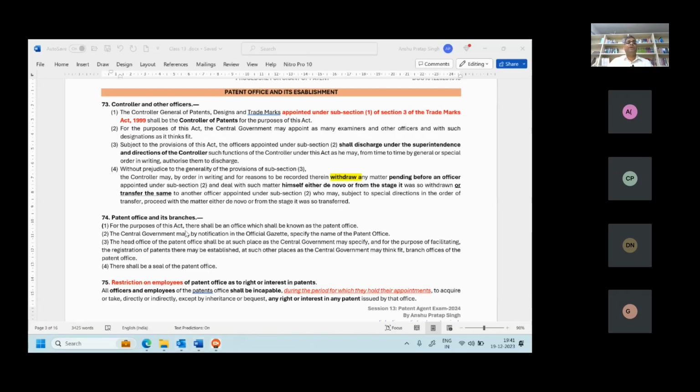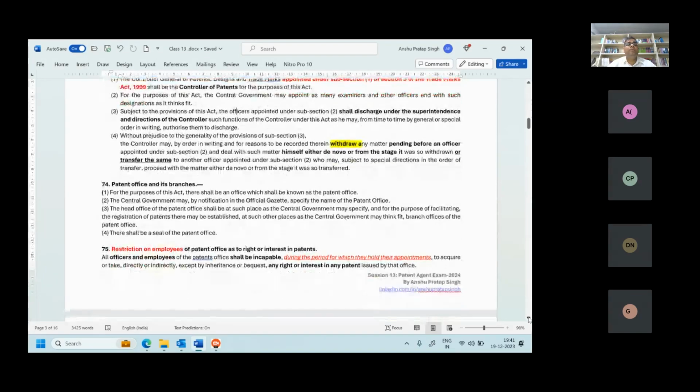Then comes the Patent Office and its branches. There shall be an office; we have said that there will be a Patent Office, then the Central Government can have other offices. There will be a seal, which we have read and understood. There shall be a seal of the Patent Office, section 74.